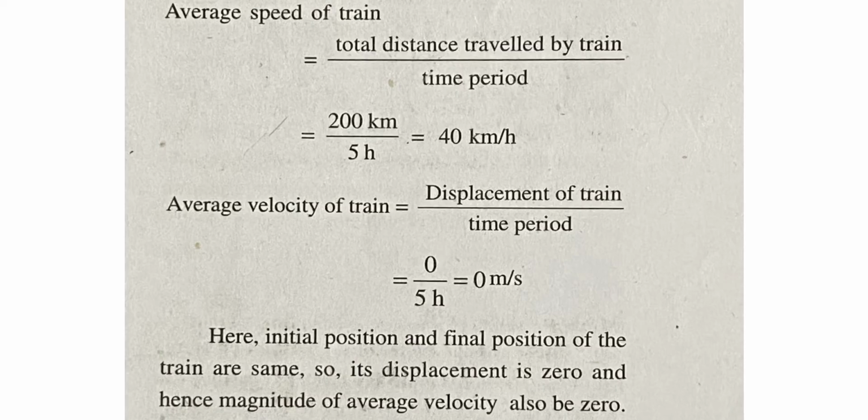So students, now it is very easy. You know how to calculate average speed. It is total distance travelled upon time taken. Total distance is 200 and total time is 5. So 200 by 5, that is equal to 40 km per hour. And formula for average velocity is displacement upon time. Displacement is 0. So average velocity of the train is 0 meter per second.